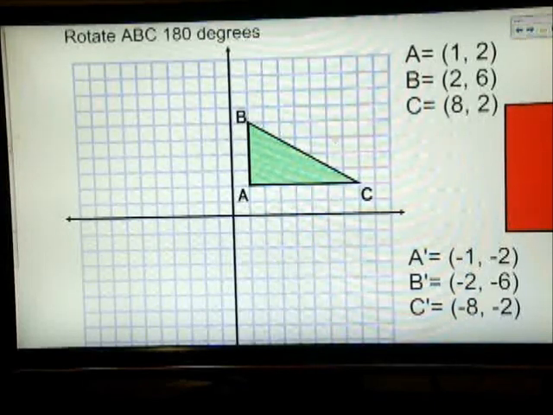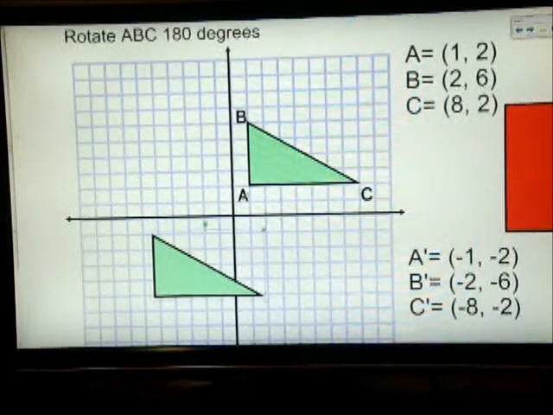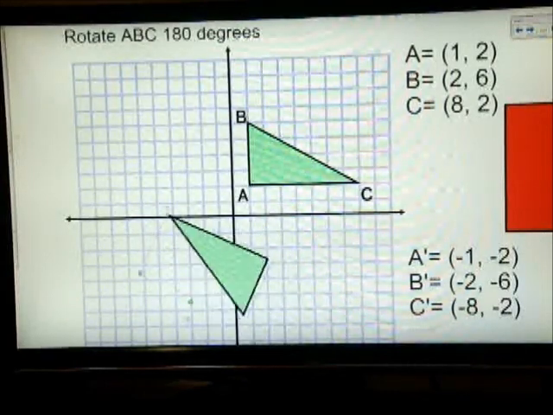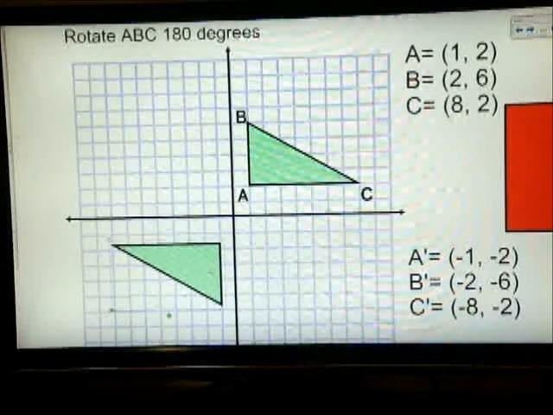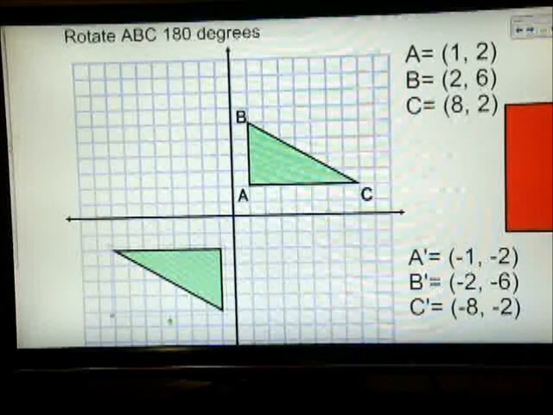Since all these points were originally all positive, they're going to be all negative in this case. 180 means that it's upside down, so that means now my points are at (-1, -2). And if you look here, they almost look like they're reflections of each other, but there is a slight turn. A lot of my geometry kids notice that a rotation that's 180 degrees is a double reflection. It's a reflection over the x and a reflection over the y.